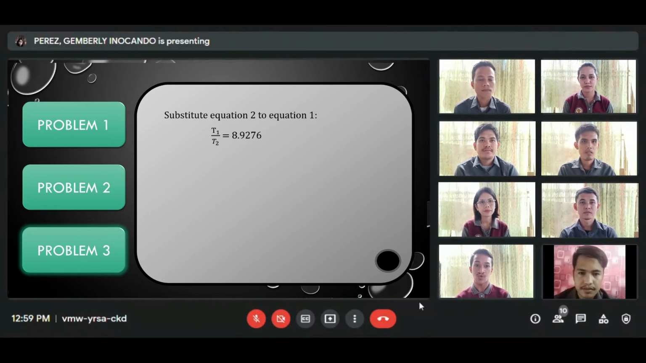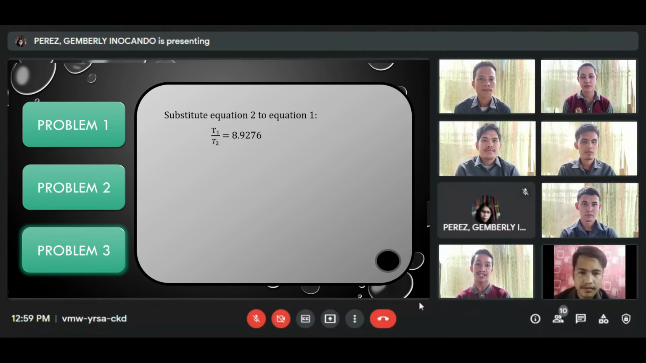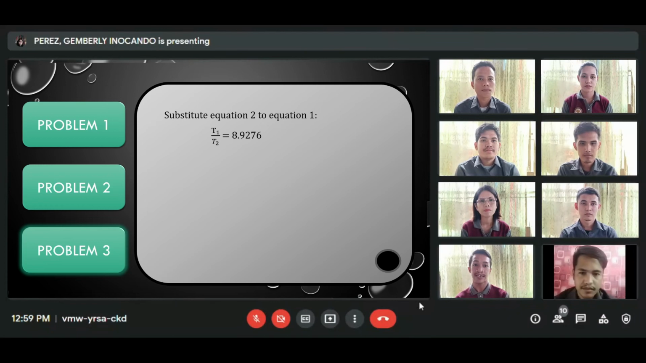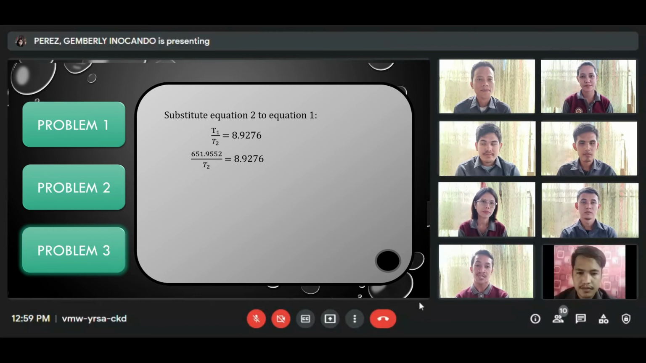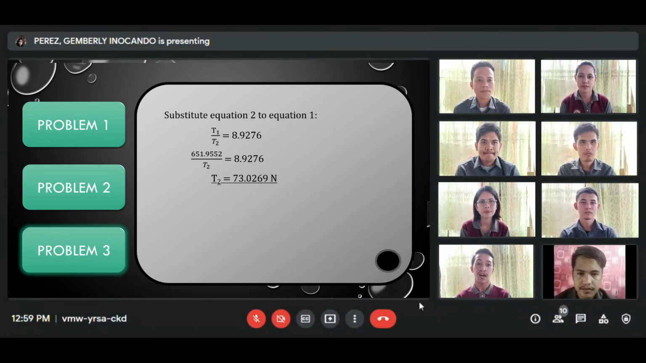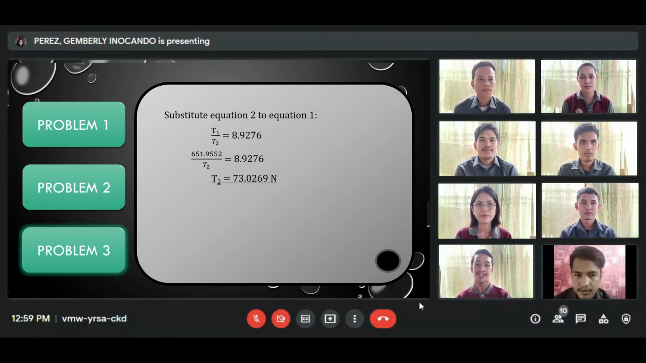Since we already have T1, let's proceed on getting T2. We just need to equate the two equations. We have T sub 1 over T2 equals 8.9276, so just substitute the given values: 651.9552 over T2 equals 8.9276. If you have your calculator, you just use the shift solve process. We have T2 equals 73.0269 Newton.